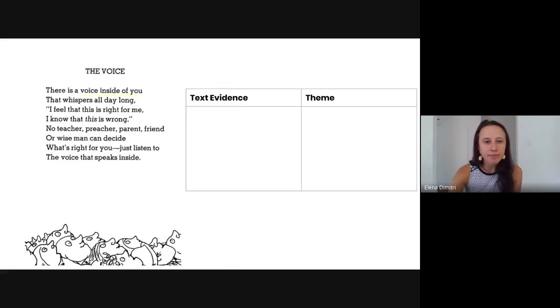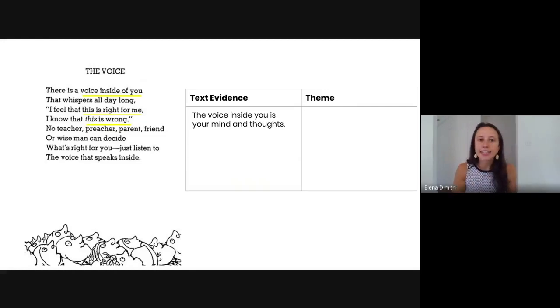All right. So the first part of the poem I underlined is "the voice inside of you," which is also the title. So I'm thinking about what is that voice? I don't understand what they're talking about here. But after rereading the poem, I think that the voice inside you is your mind and your thoughts. And it says that it whispers all day long. So you constantly are thinking, and it's sort of like a voice inside of your head.